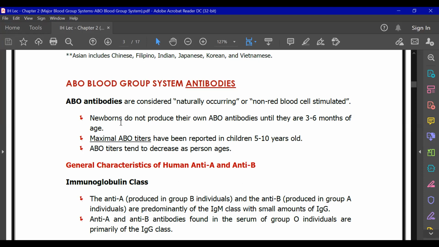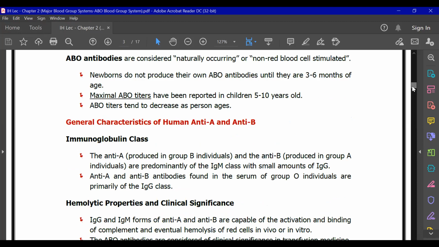of age. So example, if you have a baby which types as blood group A in the forward typing, wala kayong makikita na agglutination on the B cell in the reverse typing. Kasi wala pa siyang na-produce na ABO antibodies. Okay, so again, I have to reiterate that maximum ABO titer is achieved at 5 to 10 years of age. Okay, so let's have now the characteristics of your human anti-A and anti-B.